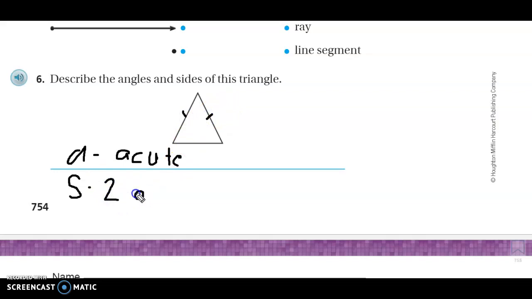2 are the same length. Once again, I am doing my best with my handwriting. And I look like a 3-year-old trying to learn how to print. I need a touch screen. 2 are the same length. That's how I would describe the angles and sides: 3 angles that are less than 90 degrees, and 2 sides have the same length.